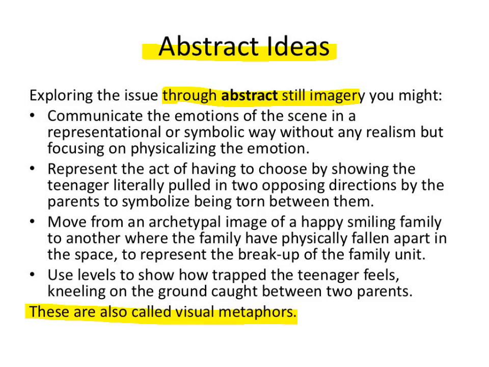So the first one is to communicate emotions of a scene in a representational symbolic way without any realism, but focusing on physicalizing emotions, such as representing the act of having to choose by showing the teenager literally being pulled in two opposing directions by parents to symbolize being torn between them, or to move from an archetypal image of a happy family to another where the family have physically fallen apart in the space to represent the breakup of the family unit, or using levels to show how trapped the teenager feels, kneeling on the ground, having been caught between the two parents.